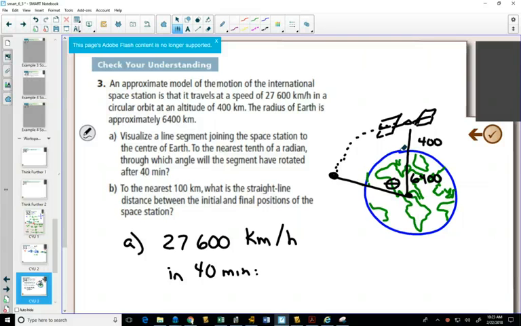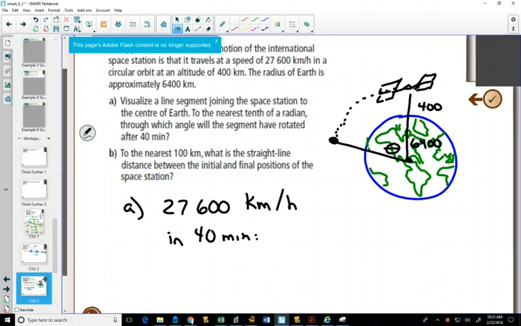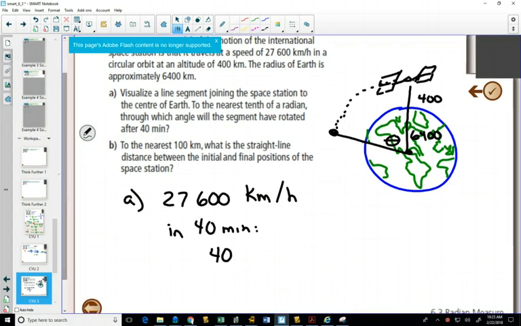We'll have to use that same idea of proportions that we used to create our arc length and area of a sector formula. We are going this percentage of the hour, 40 out of 60, and if you multiply that by 27,600, what do you get? 18,400? Does someone have a calculator? Is that right? Okay.